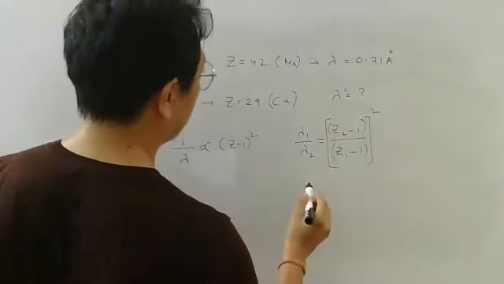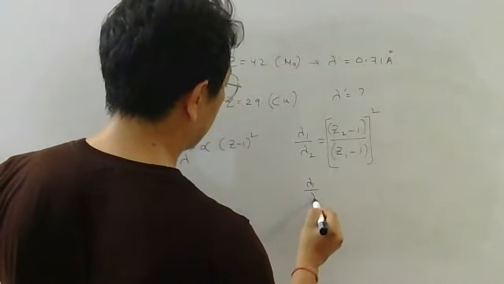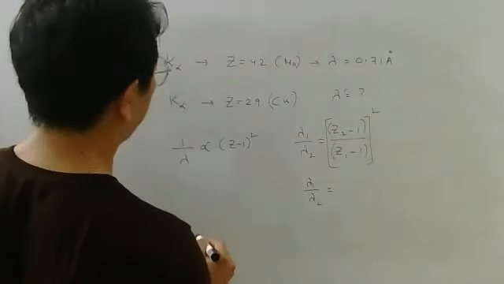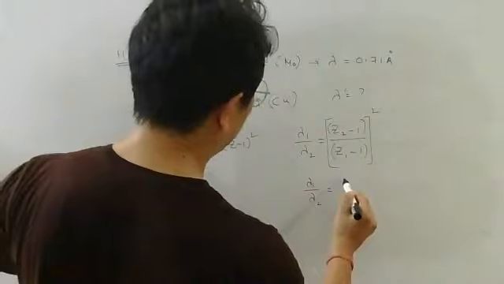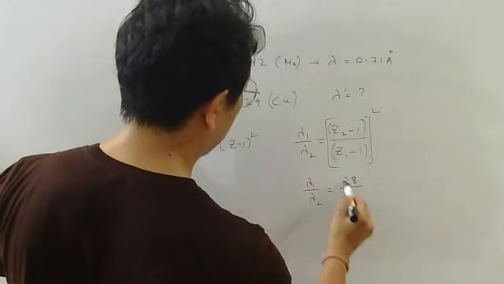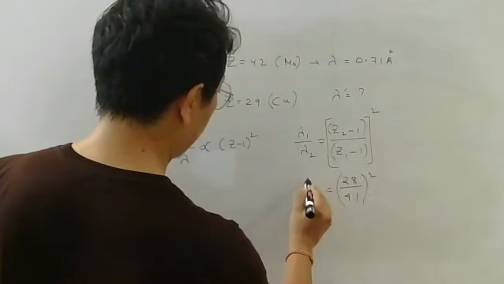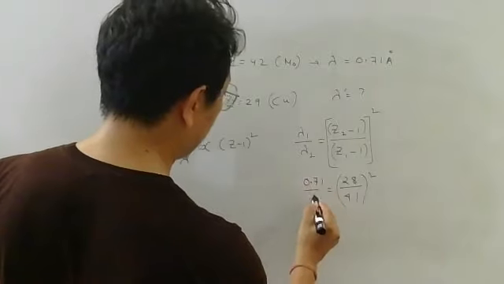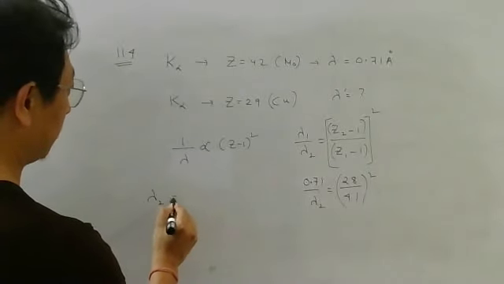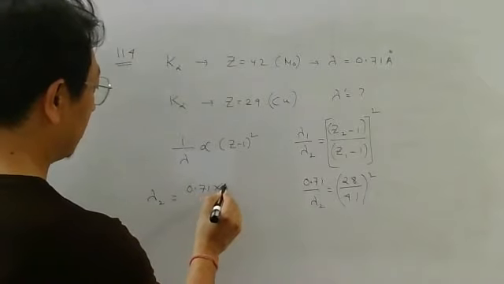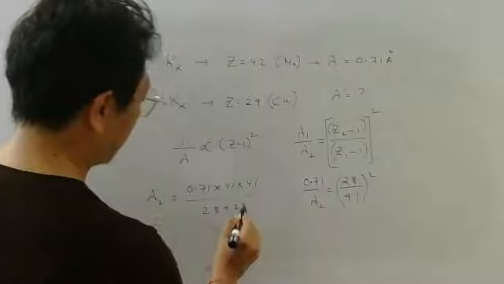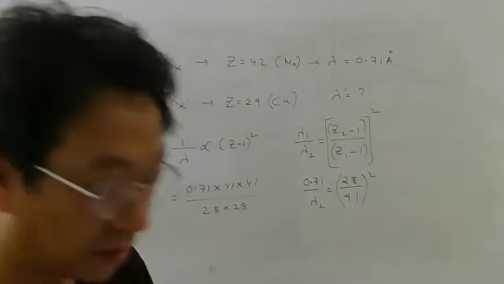First lambda is, let us write lambda only. Later we will substitute. What is Z2? Second atomic number is 29. So 29 minus 1, 28. 42 minus 1, 41 whole square. 0.71, let us keep it in angstrom only. The answer will come directly in angstrom. So if you cross multiply, lambda 2 will be 0.71 into 41 into 41 divided by 28 into 28. How much will it come? 1.52 it will come. Okay.